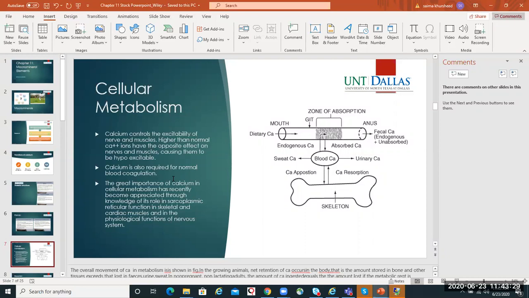So the great importance of calcium in cellular metabolism has recently become appreciated through knowledge of its role in sarcoplasmic reticular function in skeletal and cardiac muscles, and also in the physiological functions of the nervous system. So overall movement of calcium in metabolism is shown in this figure here. So in the growing animals, net retention of calcium occurs in the body. That's the amount stored in bone and other tissue exceeds that lost in feces, urine, and sweat. So in non-pregnant or non-lactating adults, the amount of calcium ingested is equal to the amount lost if the metabolic requirement is met.